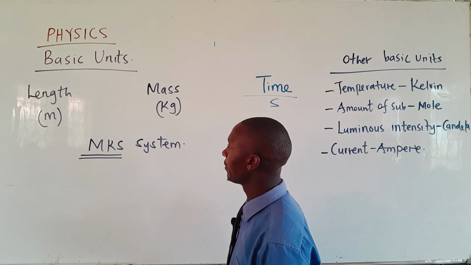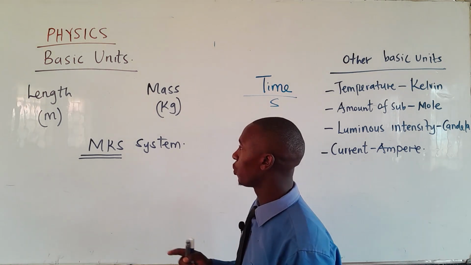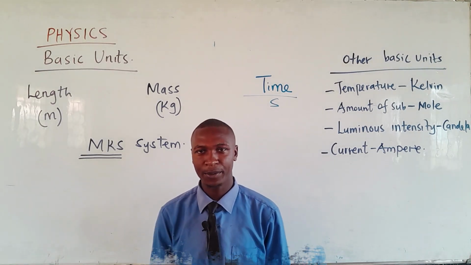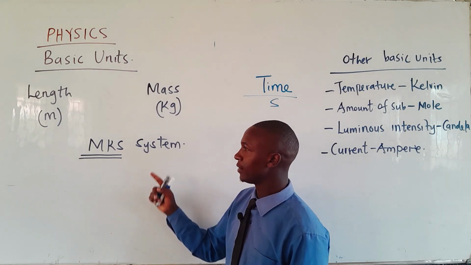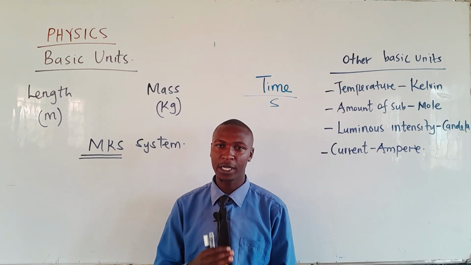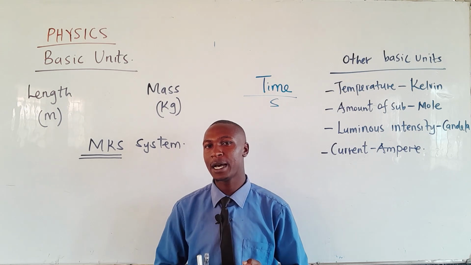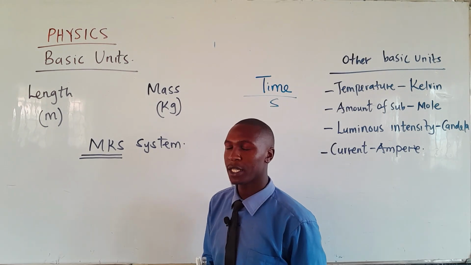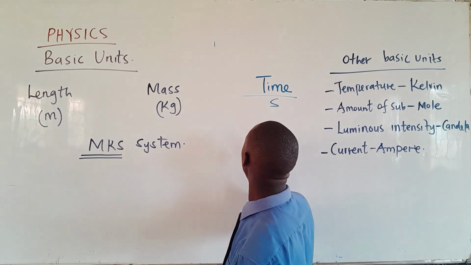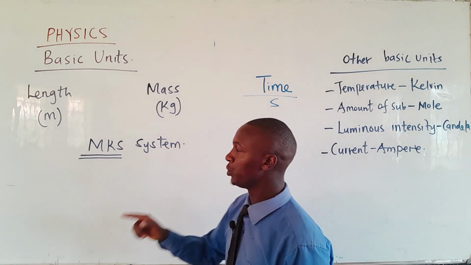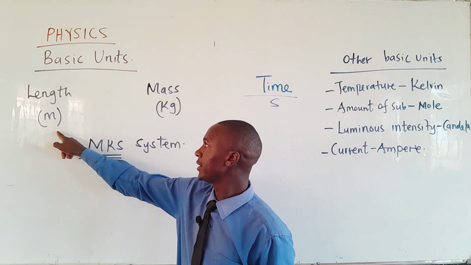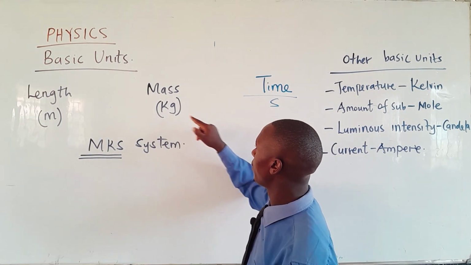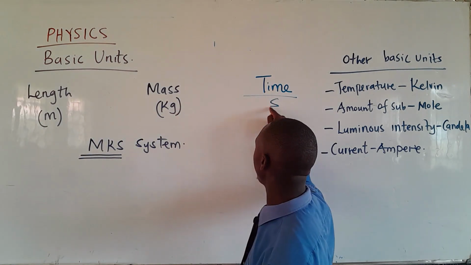The first 3 units I want to call the MKS system. The MKS system tries to explain those units that are used mostly in mechanics. We have 3 units: length, mass, and time, and their units are meters for length, kg for mass, and seconds for time.